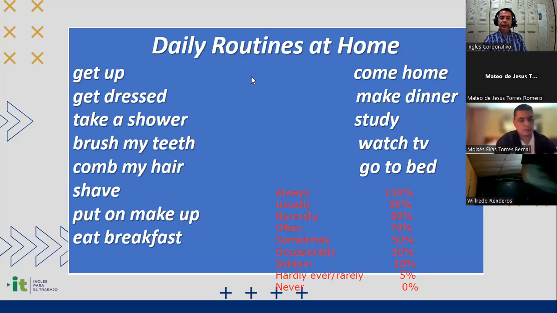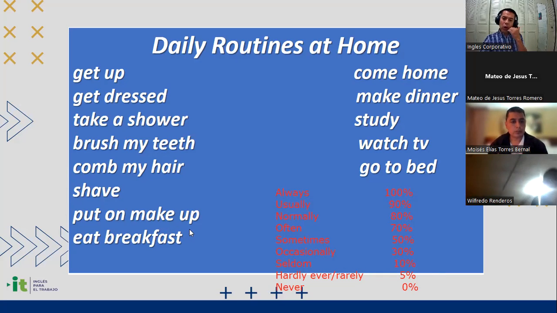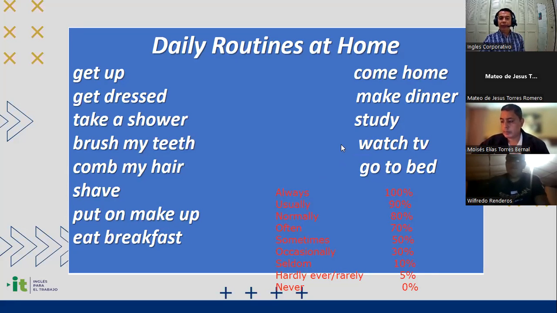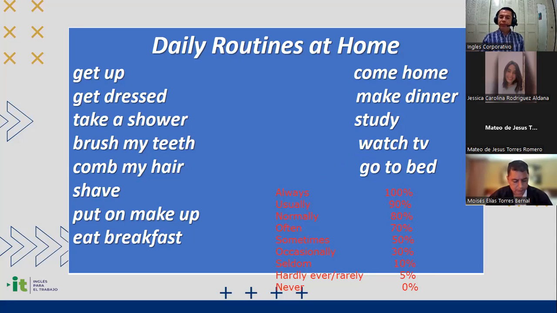Get up, get dressed. Take a shower, brush my teeth, comb my hair, shave, put on makeup, eat breakfast, come home, make dinner, study, watch TV, and go to bed. So these are activities that you do every day, right? Now we're going to make an exercise, right? We're going to introduce one activity using frequency.